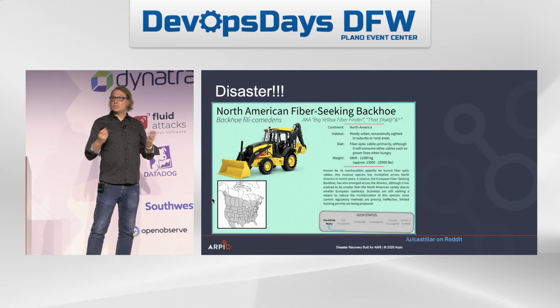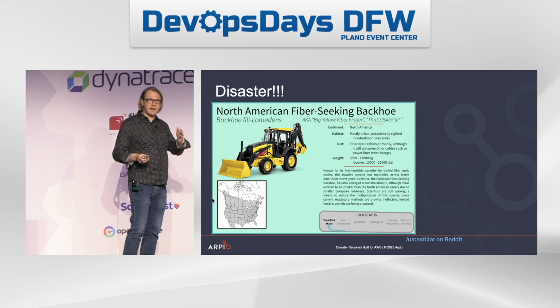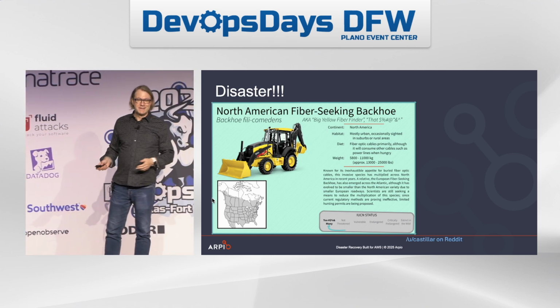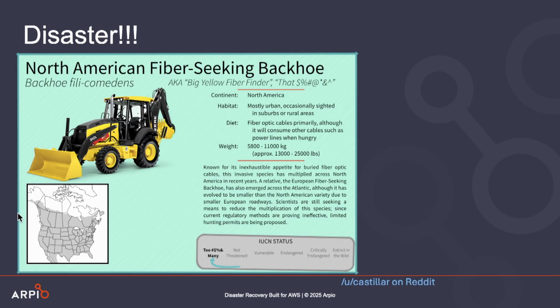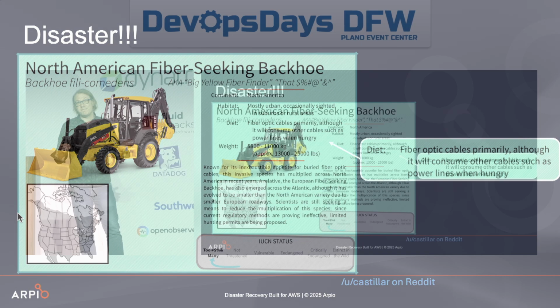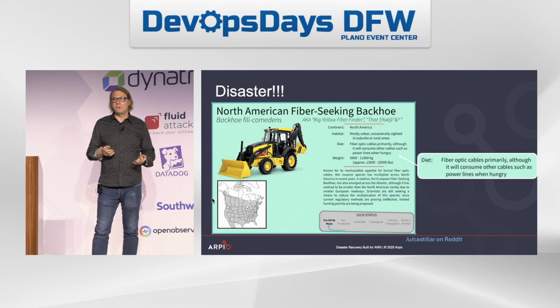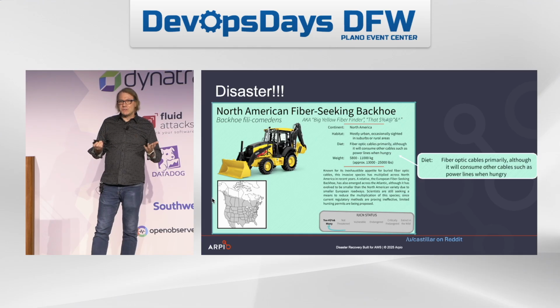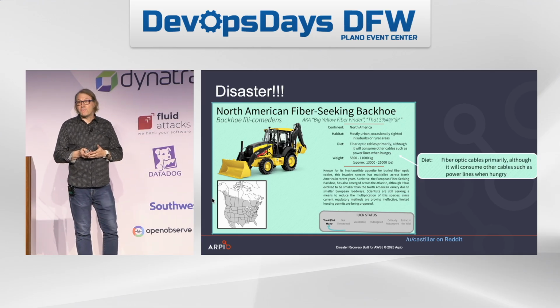You could judge a talk by the number of exclamation points in the title of the slide. So that's why I put 3 here. So the fiber-seeking backhoe, who's heard of this beast? It subsists on a diet of fiber optic cables, and when it can't find those, maybe power cables. And this is a disaster that can strike your on-prem data center, but the cloud actually insulates you against it a little bit by providing more redundancy. But believe me, it can help take out a cloud deployment also. So disasters happen, and we have to be prepared for them.